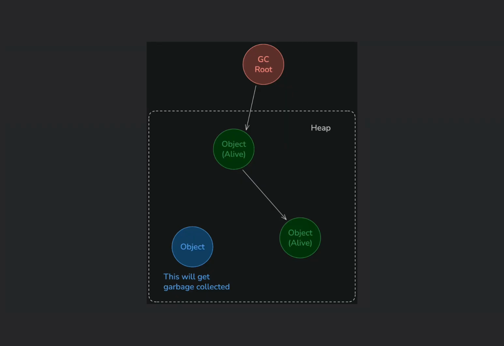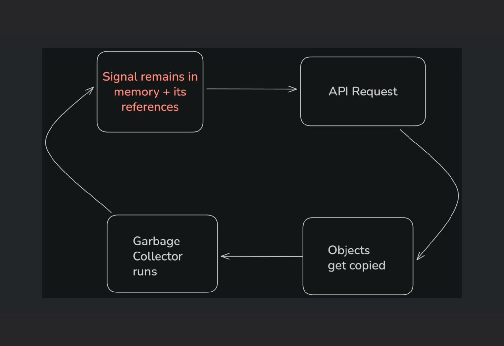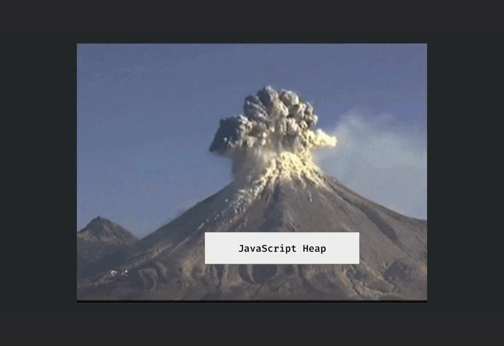In this case, the listener holds a strong reference to the signal object. As it turns out, this listener is never removed, so each API call that goes through the SDK permanently leaks memory, since the signal can't be garbage collected.